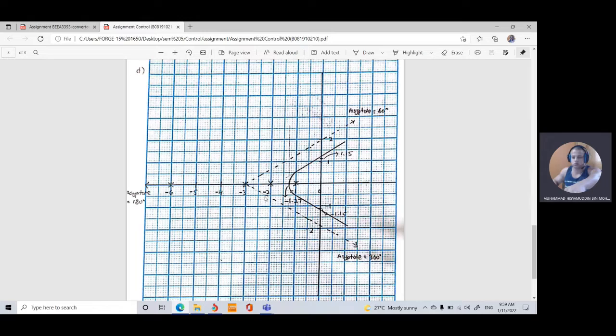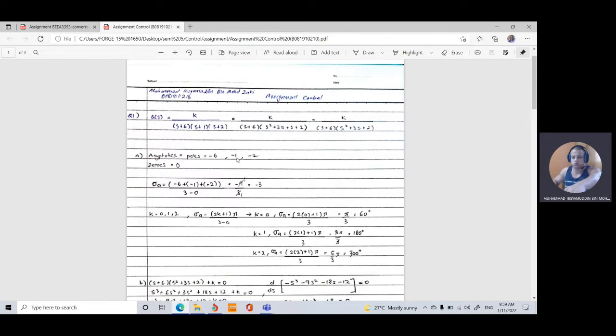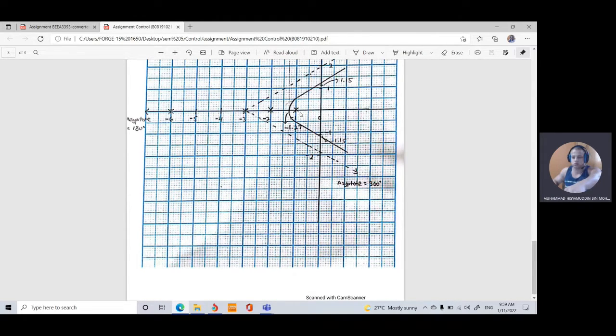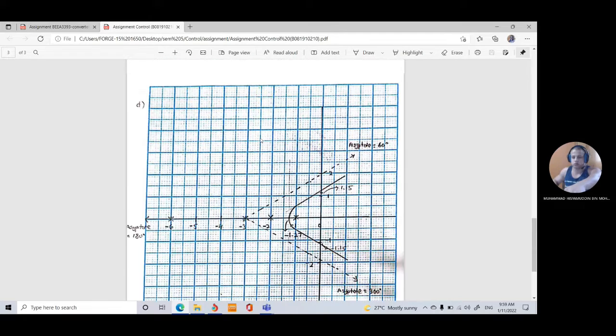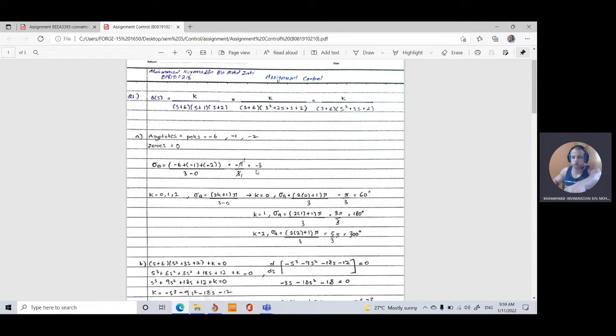Okay, this is the root locus that I draw on the graph paper. First, we see the poles. Our poles, as we can see, are -1, -2, and -6. So here is the pole -1, -2, -6. And then the intersect of the real axis is -3.